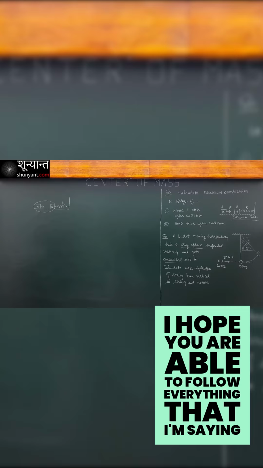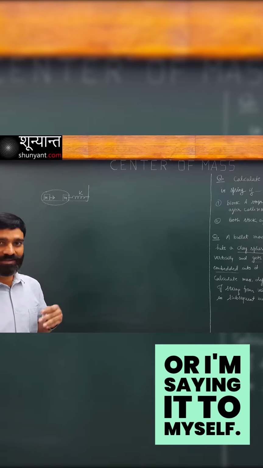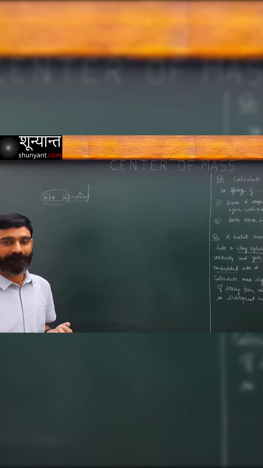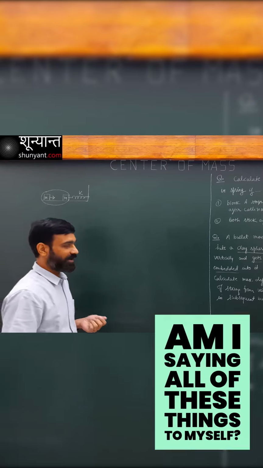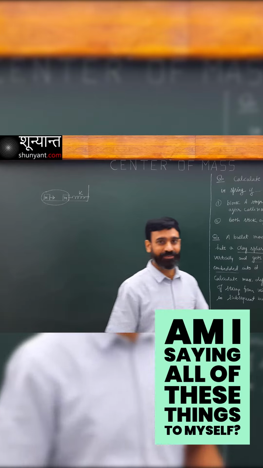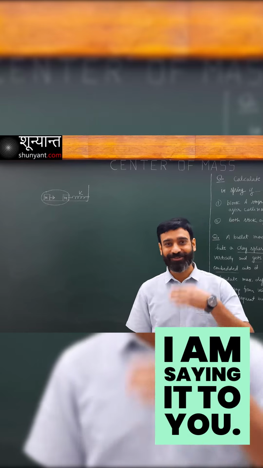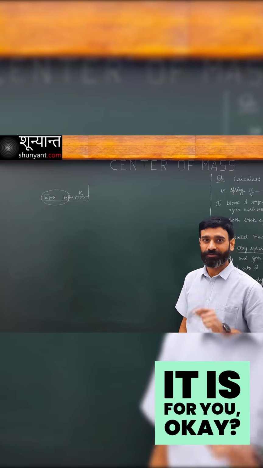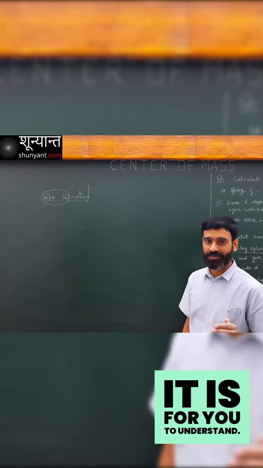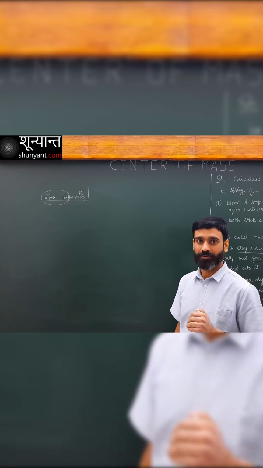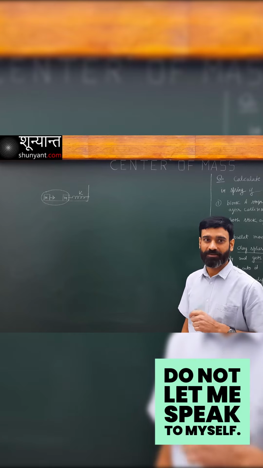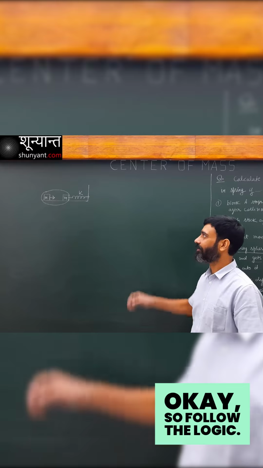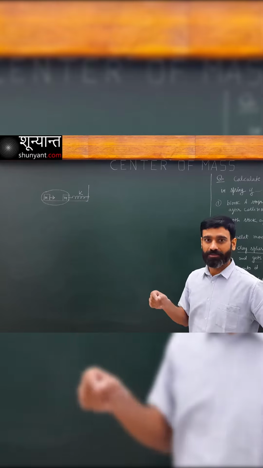I hope you are able to follow everything that I am saying, or am I saying it to myself? Am I saying all of these things to myself? I am saying it to you. It is for you, okay? It is for you to understand. It is for you to follow. Do not let me speak to myself. Okay? So follow the logic.